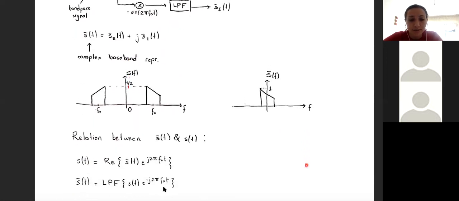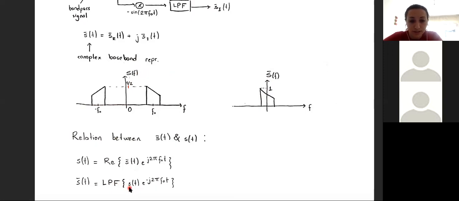So you can easily prove these relationships. Okay, so this one I already told you, S bar t is basically this operation: taking the positive portion of the signal and then shifting it to the origin. Or you can express it in this form, in a mathematical way.